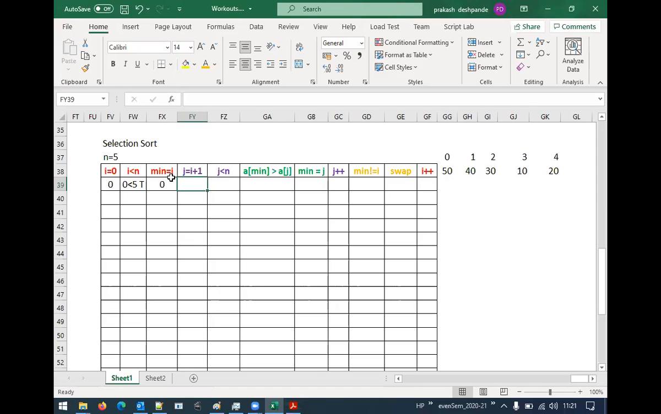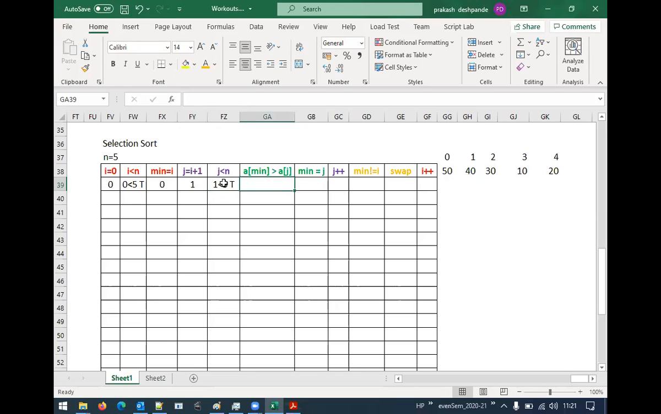Initialization. J equals I plus 1. So what will be the J value? 1. I is 0, 0 plus 1 is 1. So J becomes now 1. Okay. Then J less than n. J is 1, 1 less than 5. True or false? True. Now the inner for loop body will execute.